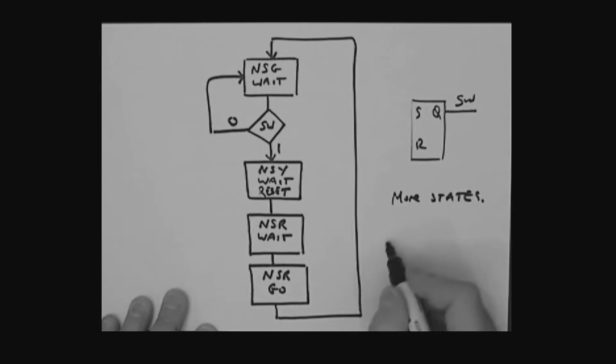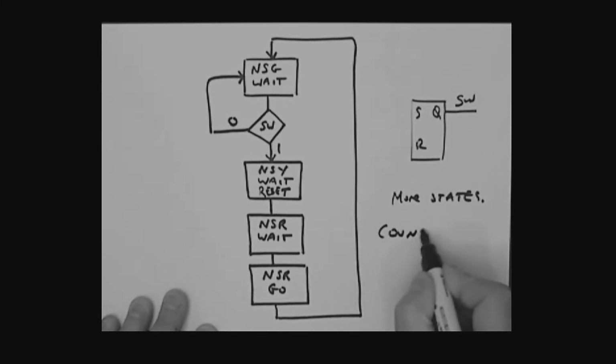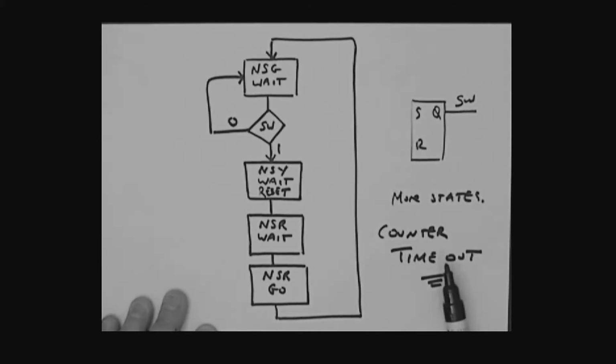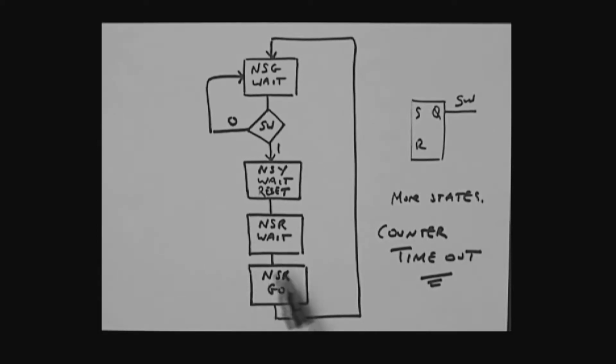Or alternatively, perhaps I could use a counter to provide some kind of timeout feature. Now the counter, in a sense, is separate to the state machine. The state machine's looking at the counter. It may be controlling the counter, but it's a separate device. So we could keep the state machine relatively simple, not add really any more states, and use this external device that the state machine will actually control. So we need to look now at how we could add a counter into this and how it would affect how long we might stay in a state such as this, north-south red and go.